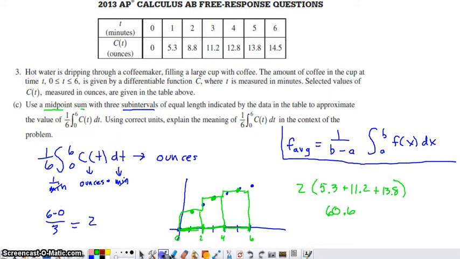What we still have to do is multiply this by 1/6. So the value that we're supposed to estimate is going to be 1/6 times this. And if you take 1/6 of 60.6, you get 10.1 ounces. So at any time between 0 and 6, the average number of ounces of coffee in the cup is 10.1 ounces.